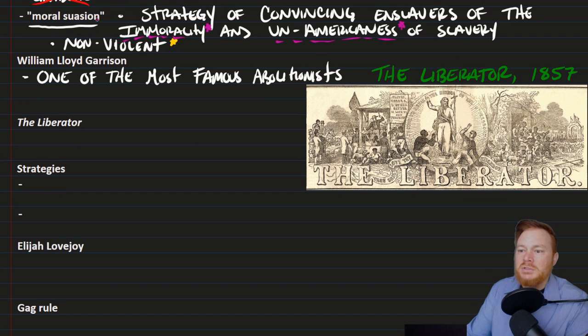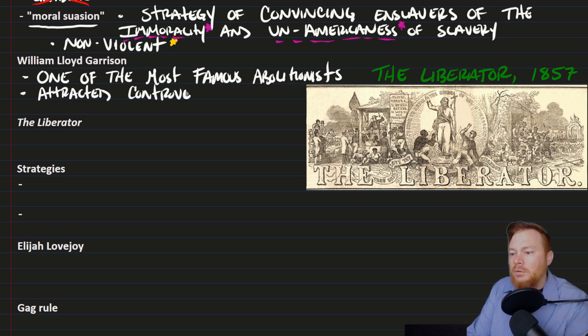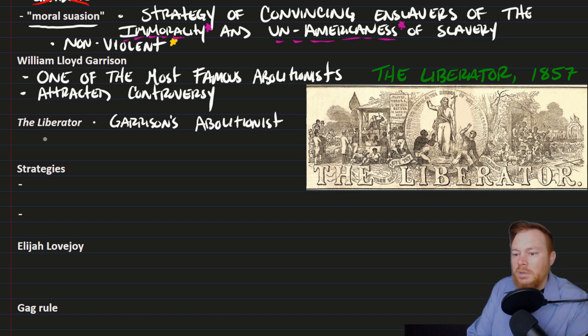Garrison, one of the most famous abolitionists at the time, he certainly had a gift, you might say, for attracting controversy. So for example, he would oftentimes burn copies of the Constitution out in public, and that would get a lot of people mad, and so they might see his name in the newspaper. The Liberator, this was Garrison's abolitionist newspaper.